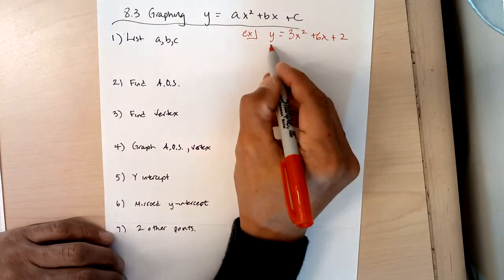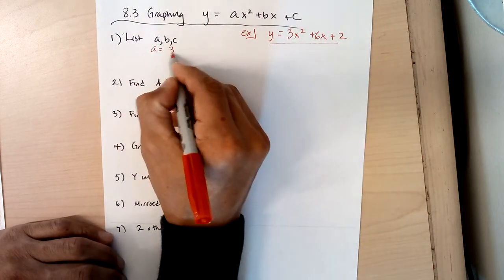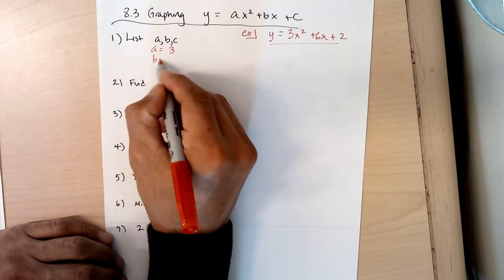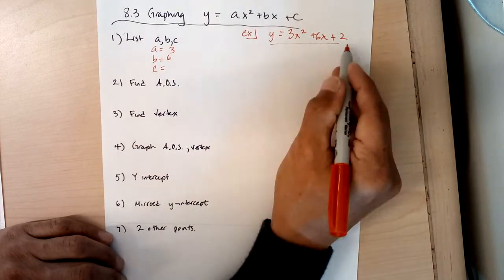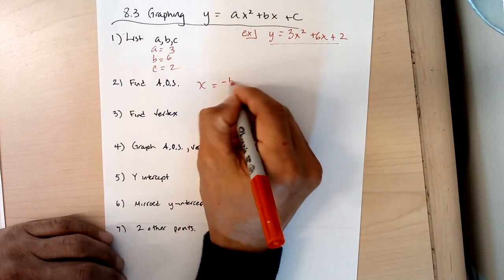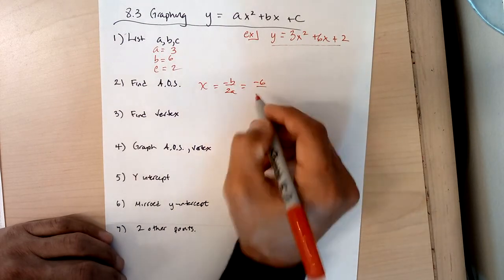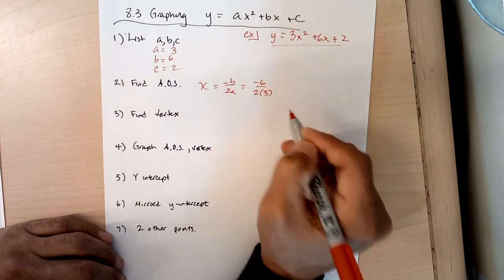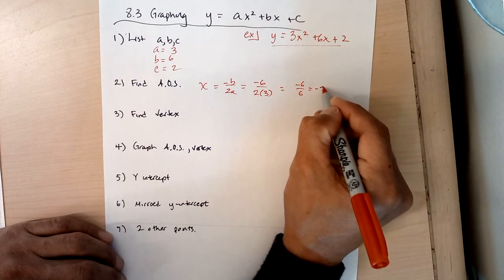All right, but starting off with this equation, list a, b, and c. So a is the coefficient of x squared. That's 3. B is the coefficient of x, which is 6. And then c is the constant, or 2. Then the axis of symmetry, x equals the opposite of b over 2a. So the opposite of b is negative 6 over 2 times a, which is 3. Negative 6 over 6, x equals negative 1.